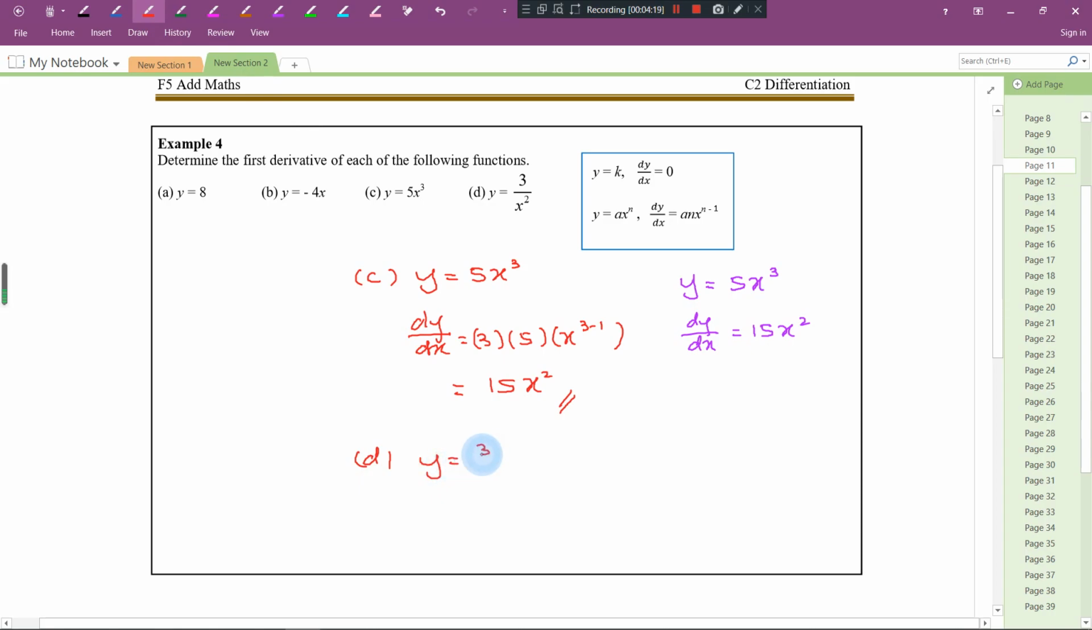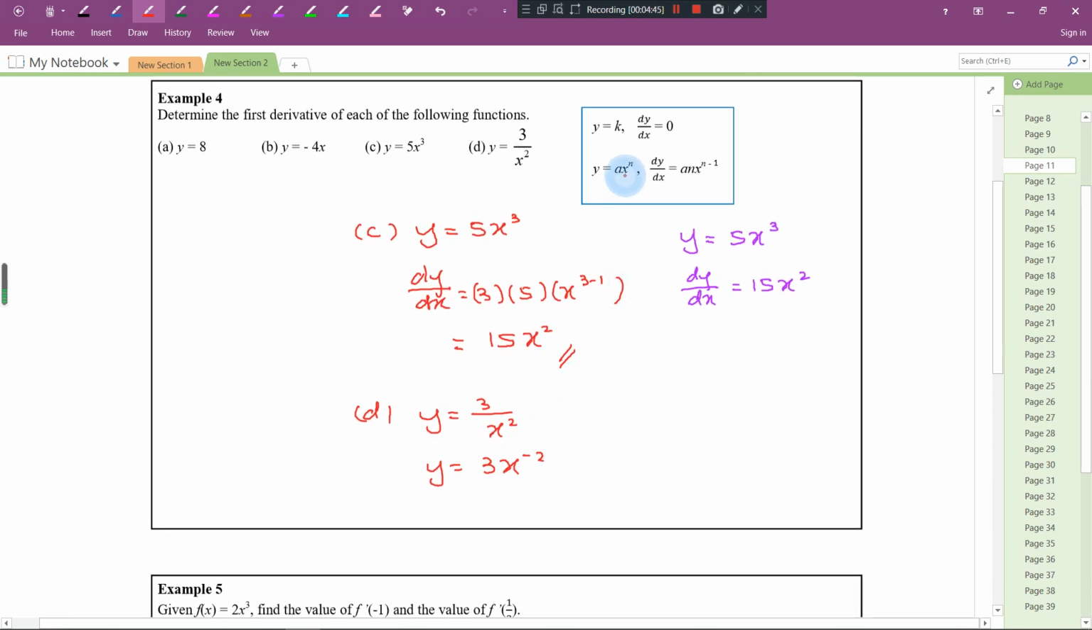Y equal to 3 over x raised to the power of 2. For this type of question, the first step, we change the way of writing this. We don't want to put the x squared at the bottom as the denominator of a fraction. We change it to become 3x raised to the power of -2. This one you learned before. I hope that you still remember. Now, this is already in this form. We can start to use a formula to help us get the first derivative.